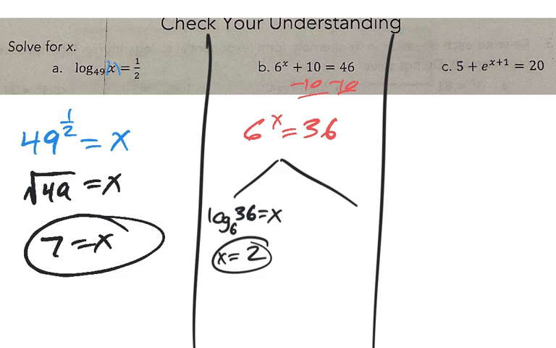2. Another way you could have done this without a logarithm, if I have 6 to the x equals 36, let's rewrite both with a base of 6. 36 could be rewritten as 6 squared. Then what could I do? I could drop the 6's, so x equals 2. I don't care which one you choose. You need to know both.